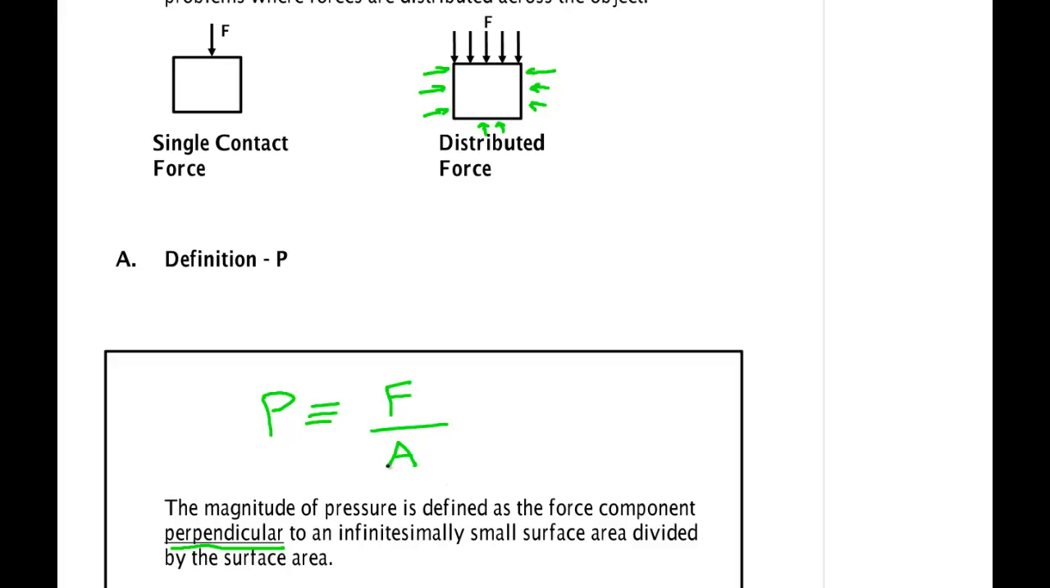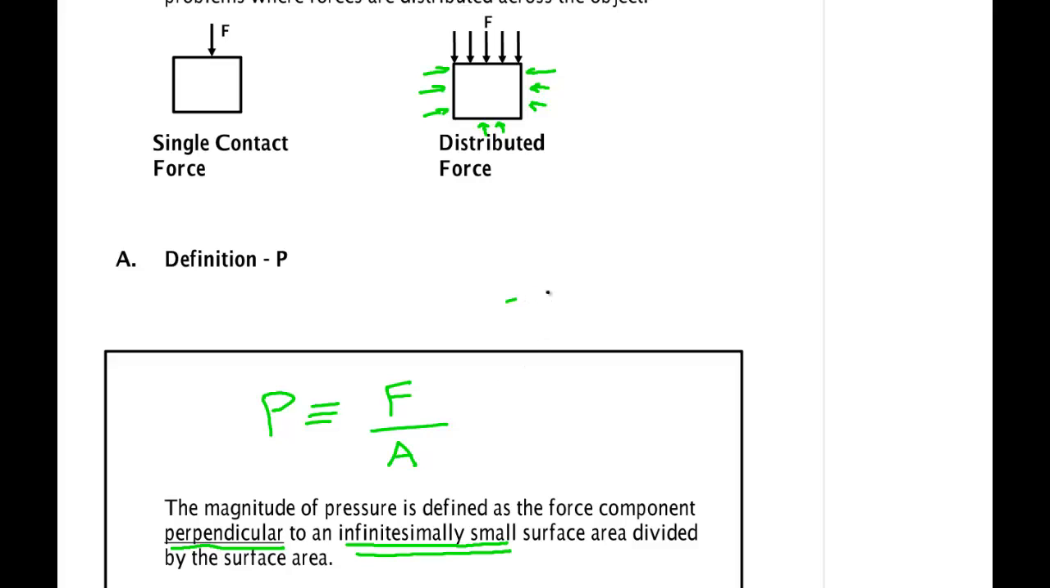Now, in theory, we could have the force changing as we went from different places, and so we really should think probably about an infinitesimally small surface. But for this class, we're not going to make a distinction because the problems we're going to deal with are not calculus-based problems. We're just going to say it's the force divided by the area.